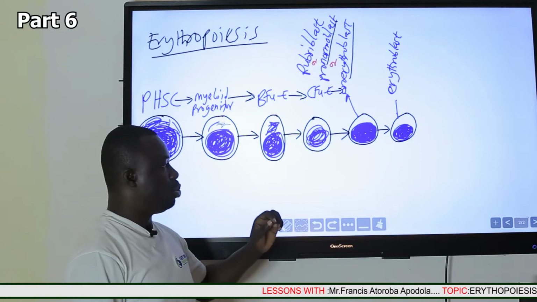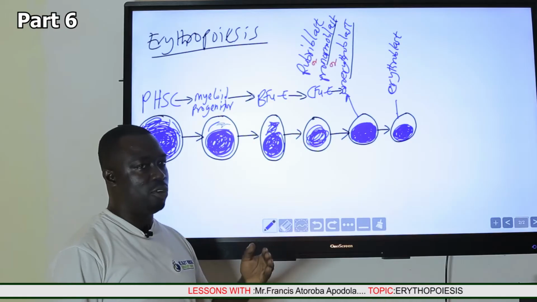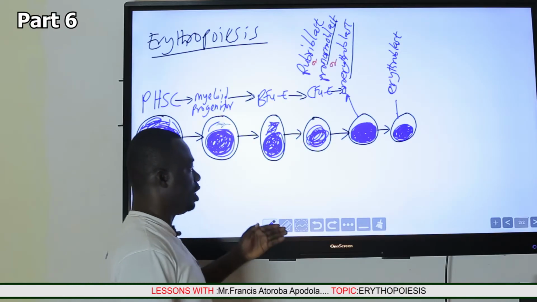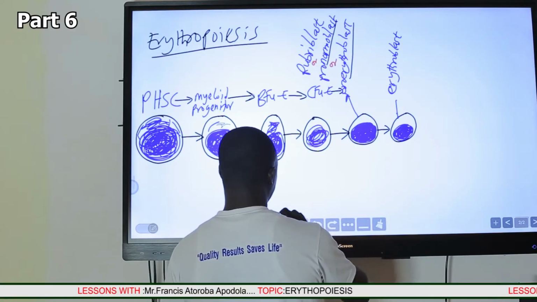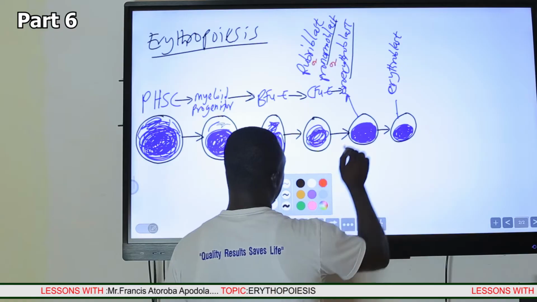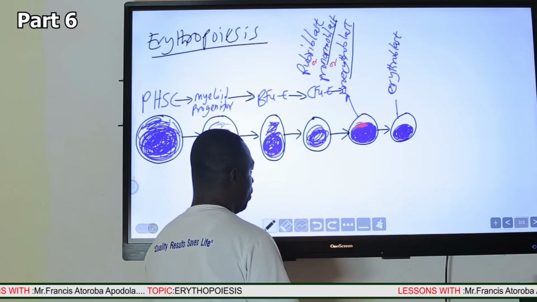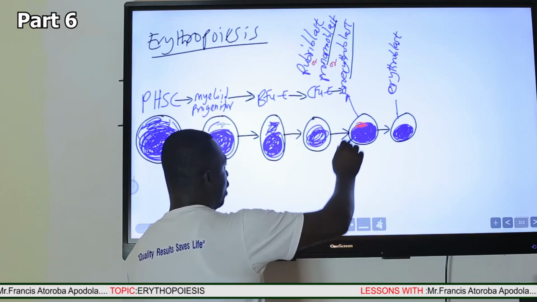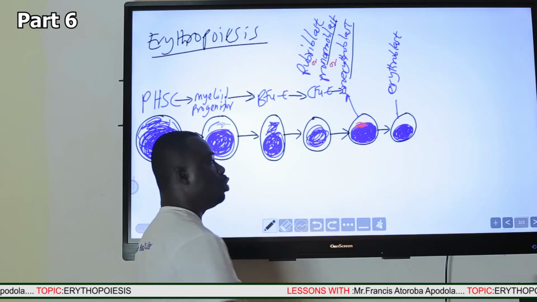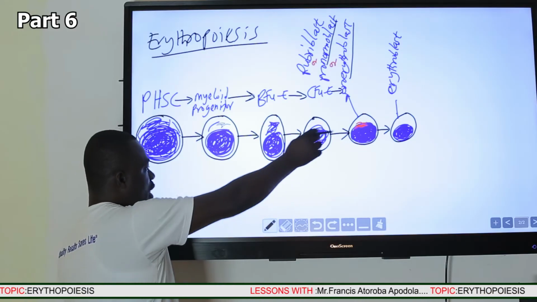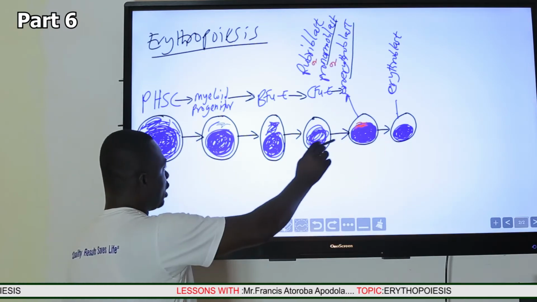For us to be able to synthesize hemoglobin, the synthesis is under the influence of genes or nucleic acids. So there are genes that are present in the proerythroblast stage. And the genes that are present in the proerythroblast will have to be activated so that they will begin the synthesis, or the DNA that controls the production of hemoglobin will have to be activated.